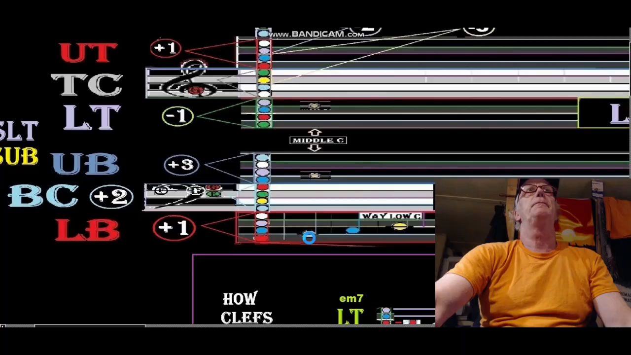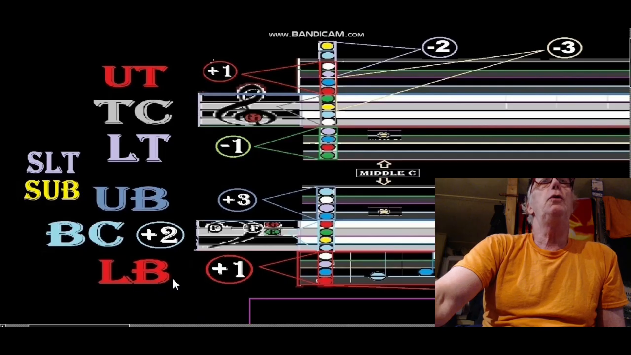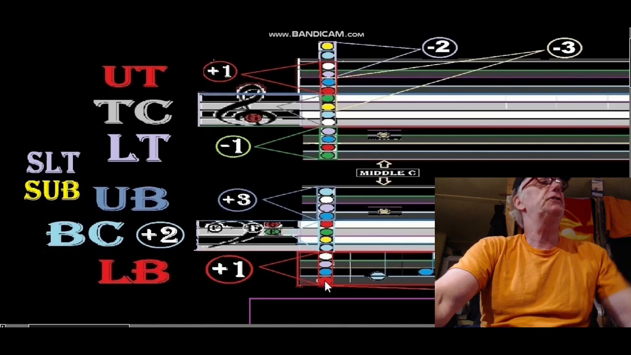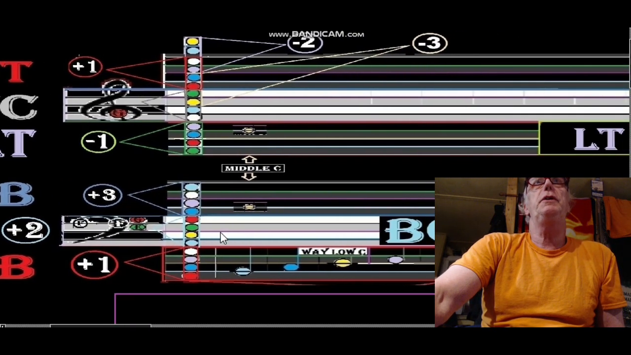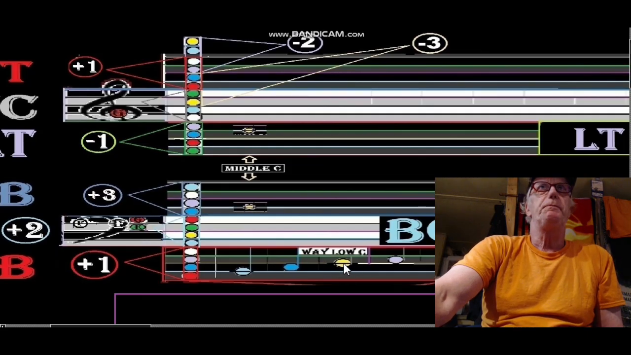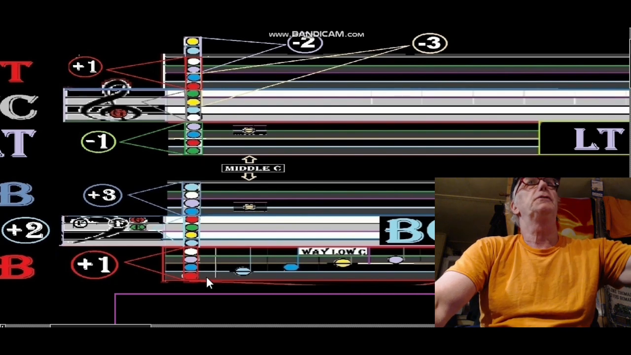Now I just have a straight note stack here. Down in the lower bass, this is as low as it goes. We have to know which C we're looking at. This is the C we're looking at. The root is the way low C. So here's middle C, here's low C, here's way low C, and here's way low G down here. This is the G7: G, B, D, and F.